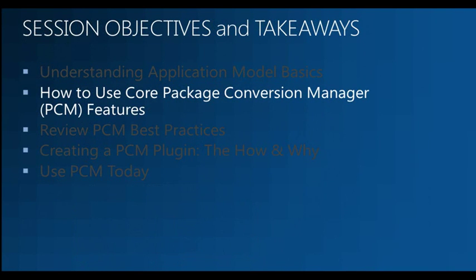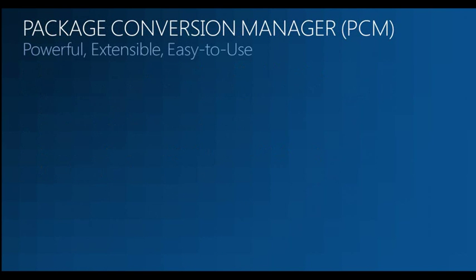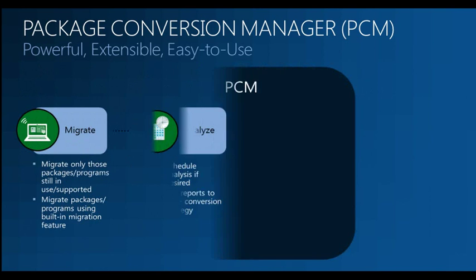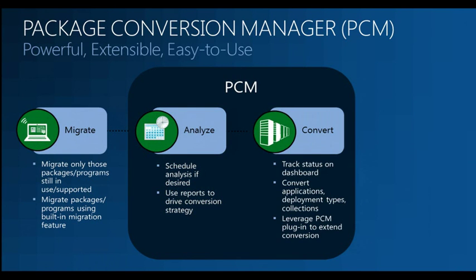Okay, so that's the application model basics. Now we're going to talk about core features. There are really two features. This is the slide we showed at the State of the Union. I'm just going to build it. So the two basic features of PCM are, first, the analysis engine, the ability to look at all those packages and programs and analyze the state that they're in. Are they a good fit? So maybe it's not applicable.